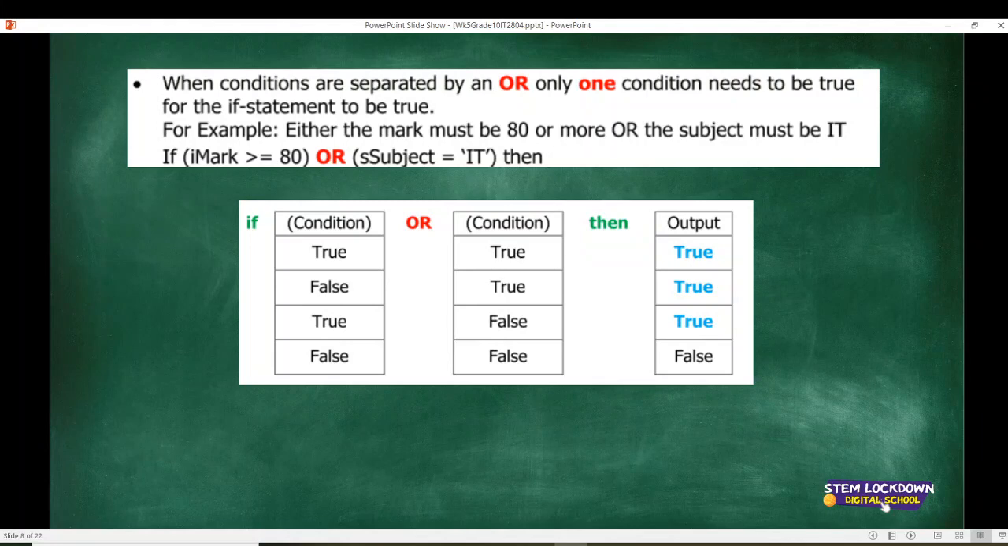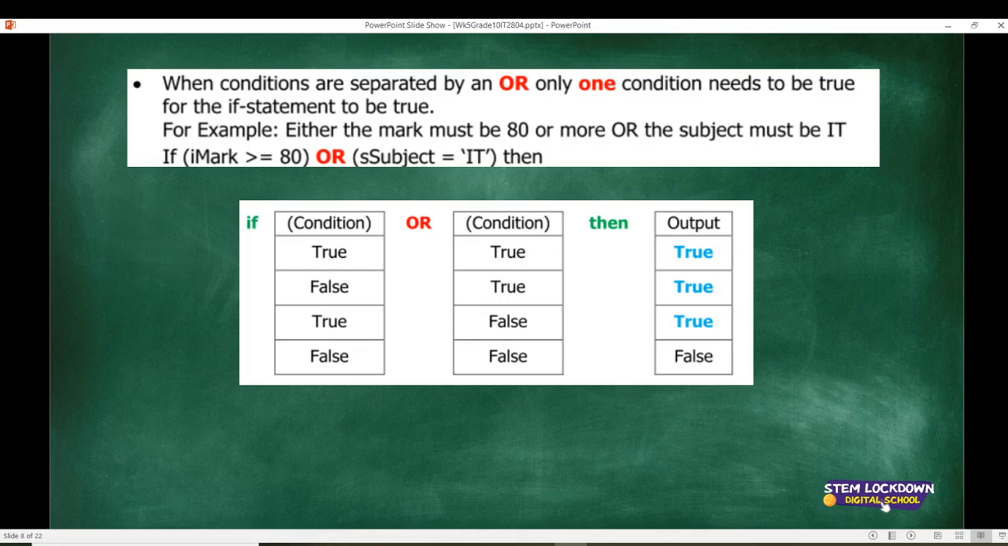Then we can also have an if statement where an or separates your conditions. When you have or separating the conditions, then only one of them has to be true. So you could have 10 different conditions in your if statement, but as long as one of them is true, your if statement is true. So again, here's your example. If either the mark is 80 or more, or the subject is IT, then your if statement will look like this: if mark greater than or equal to 80, or subject equals IT.